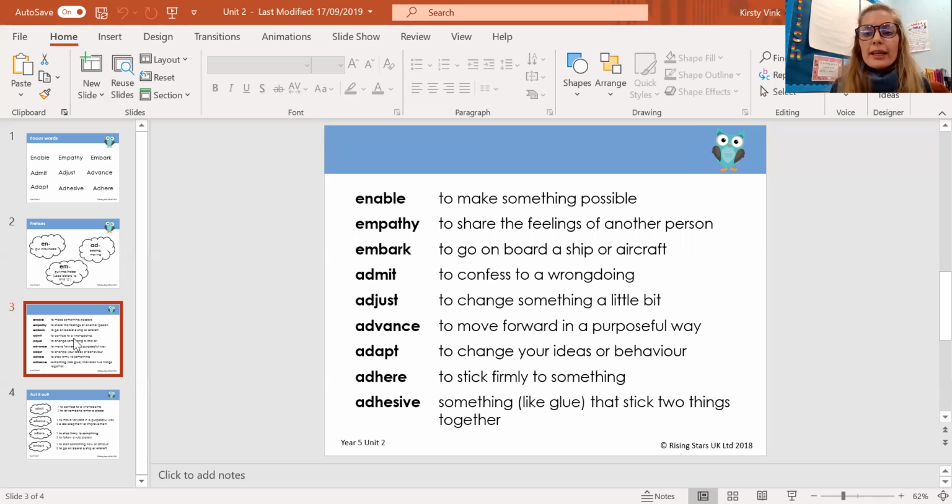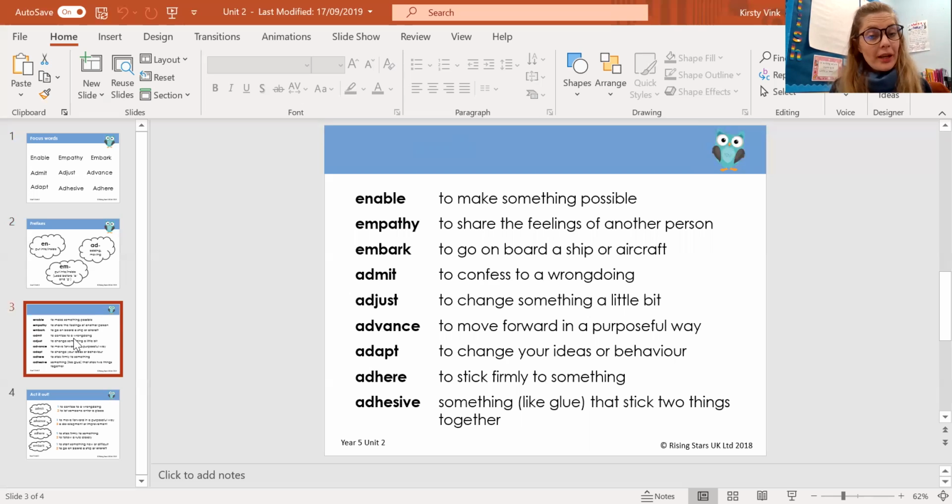Advance is to move forward in a purposeful way, okay? If you advance, it means you go forward. You might have played the board game Monopoly, and one of the cards that you pick up would say advance to Go. So you would go all the way around the board as quick as possible to Go. So you're doing that in a purposeful way. Oh, I'm getting quite tongue-tied here today.